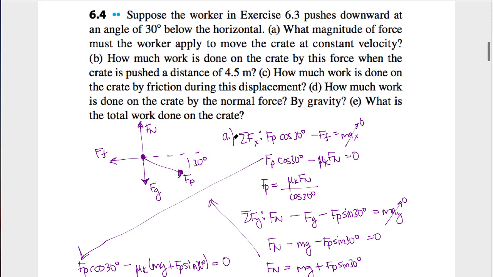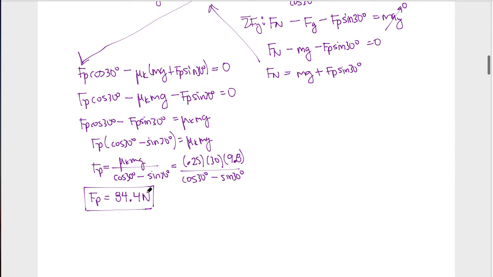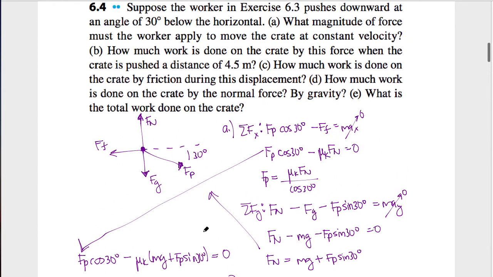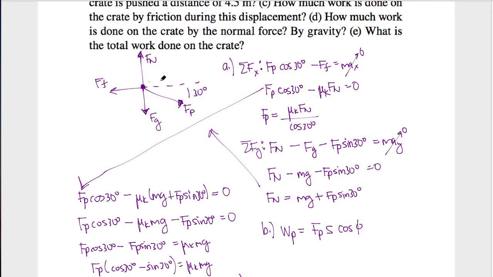Now, we go back and we want to say how much work is done on the crate by this force when the crate is pushed a distance of 4.5 meters. Let's keep in mind that this force push is actually acting downward at an angle. So for part B, when I calculate the work done by the pushing force, I will have Fp times my displacement times the cosine of the angle between those two vectors. My displacement vector is again in this direction, and the angle between these is, in fact, negative 30 degrees.